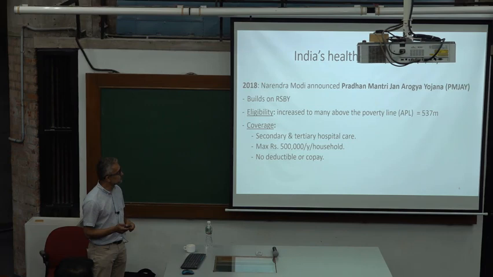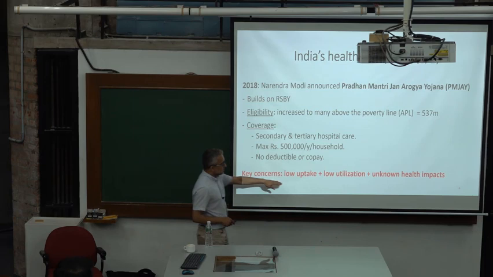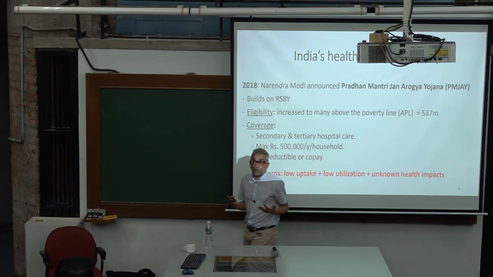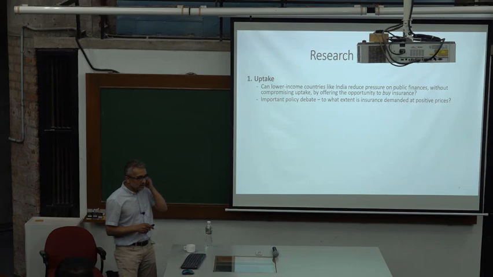Okay, but the concerns here are still low uptake, low utilization, and unknown health impacts. These two things are now still being talked about with PMJ. This is something that's not talked about as much, but it's important. Is it worth it, what's the ROI on this investment? Should we be spending money on this particular policy?